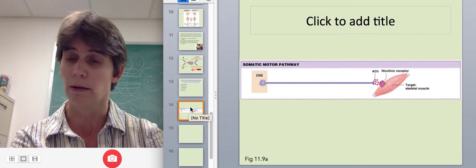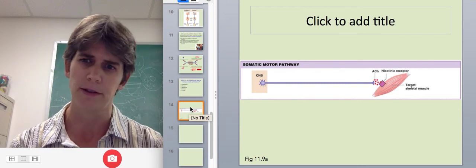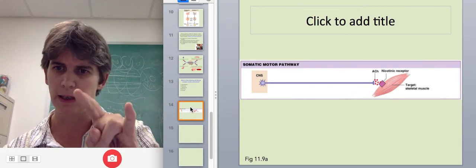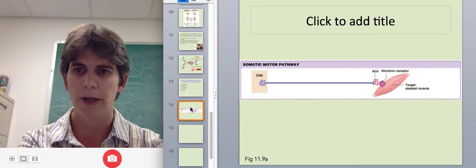If you look at the pathway for the somatic motor system, you see that in fact it is only one neuron. So that's a third difference between these two systems. In the autonomic system you have two neurons, the first one, then the ganglion, and then the second one. Here you only have one.